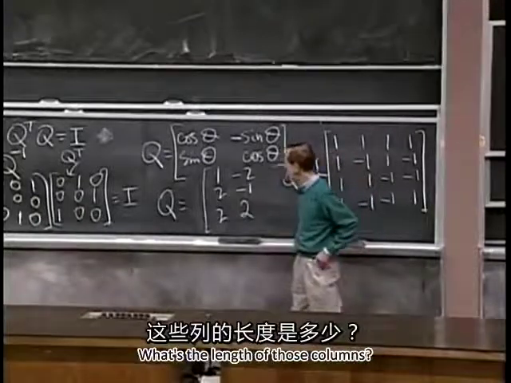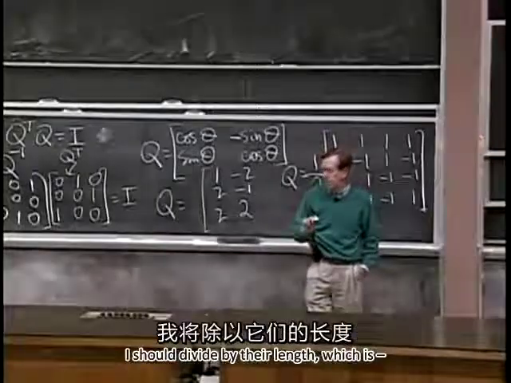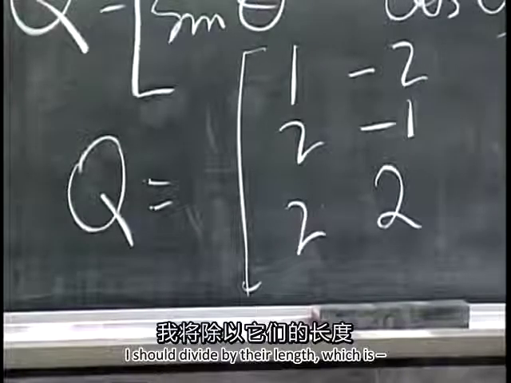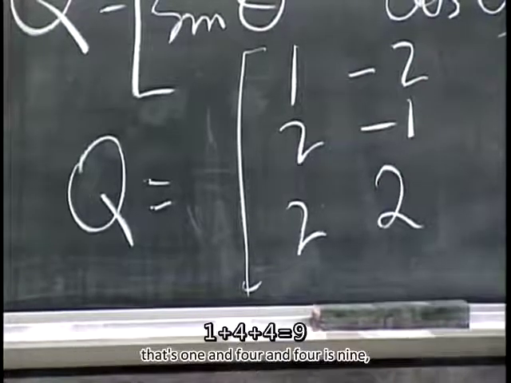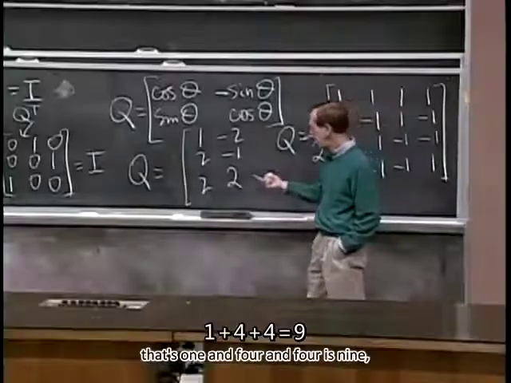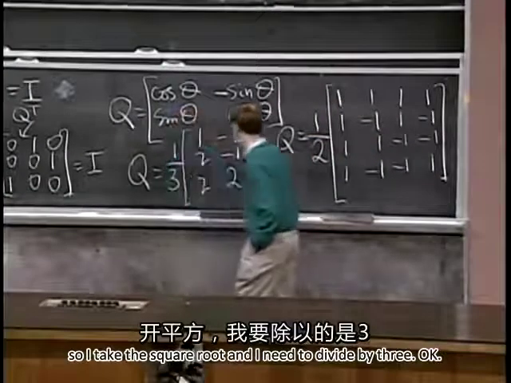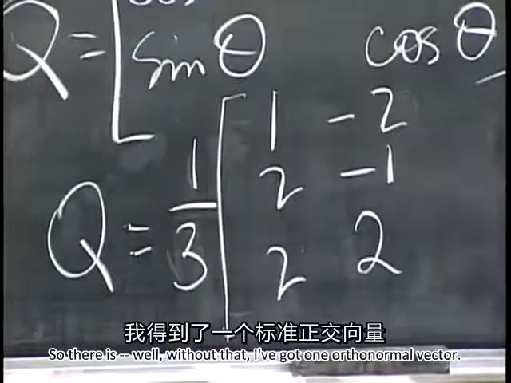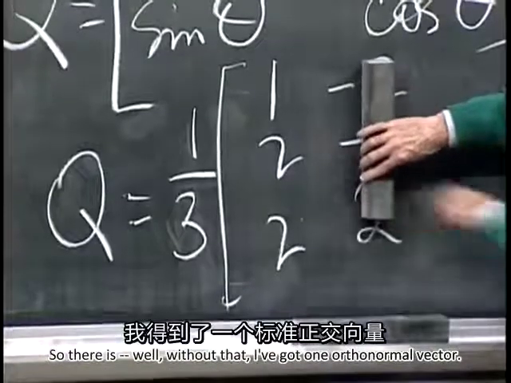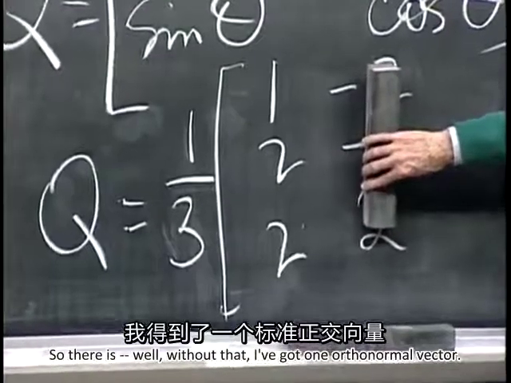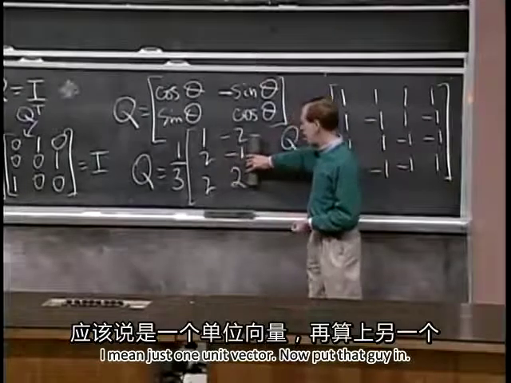What's the length of those columns? So if I wanted them to be length 1, I should divide by their length, which is, I'd look at 1 squared plus 2 squared plus 2 squared. That's 1 and 4 is 9. So I take the square root and I need to divide by 3. Okay, so without that, I've got one orthonormal vector, I mean, just one unit vector. Now, put that guy in.